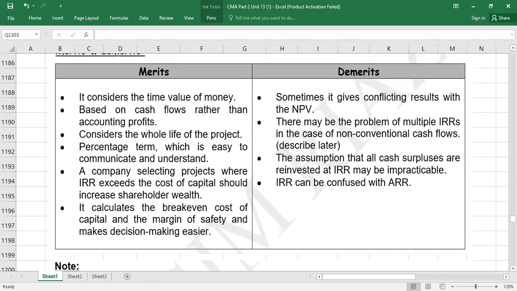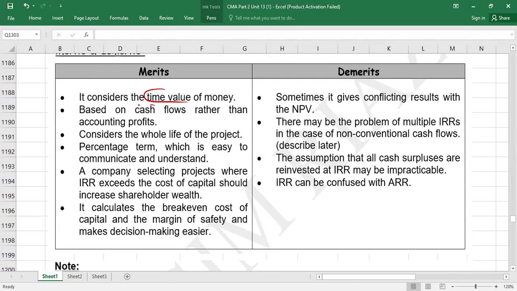Number one, it considers the time value of money, because we are using the discounting concept here. The time value of money was not considered in the simple payback period and in the accounting rate of return, but IRR considers it. This is the first advantage.